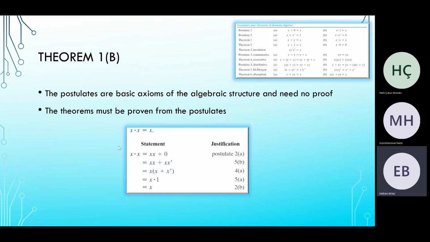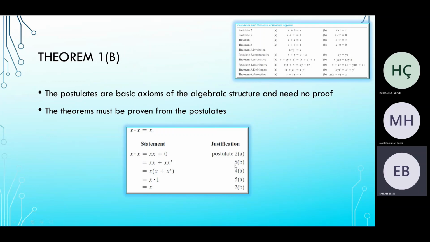So let's go to that one. X and x will be x. Let's prove it. We put x or 0 from 2a. Go to 2a, x or 0 is x. So if we call this one x or 0, it's still the same as this one. And that's from postulate 2a.